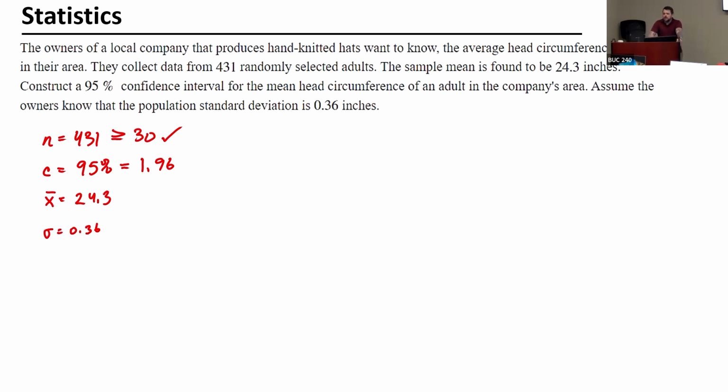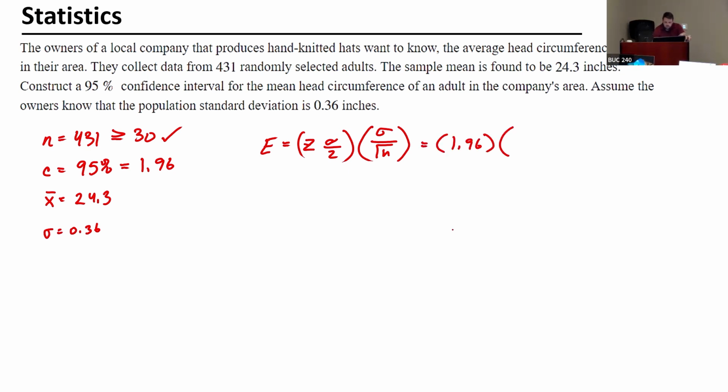We need to find our E. Okay, we need to find our margin of error. So let's come in here. E is equal to Z alpha over 2 times our standard deviation divided by the square root of n. Well, we've got all that information. Let's put everything in here and go, okay, I've got 1.96 times what? 0.36. What's our n? 431.